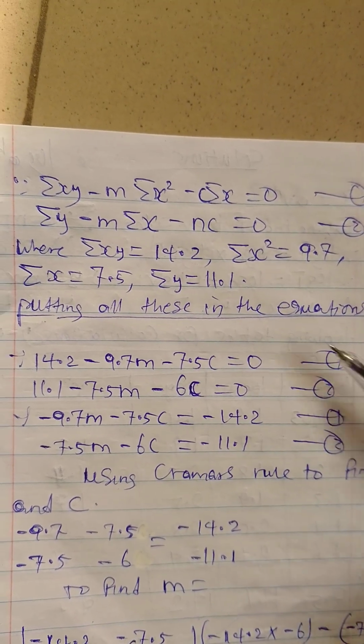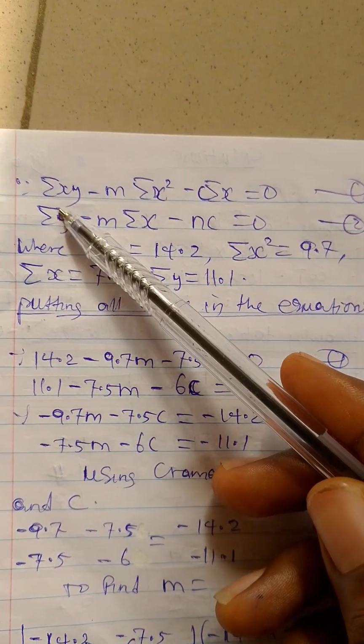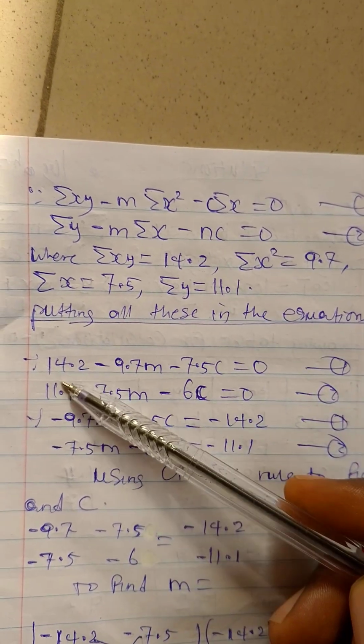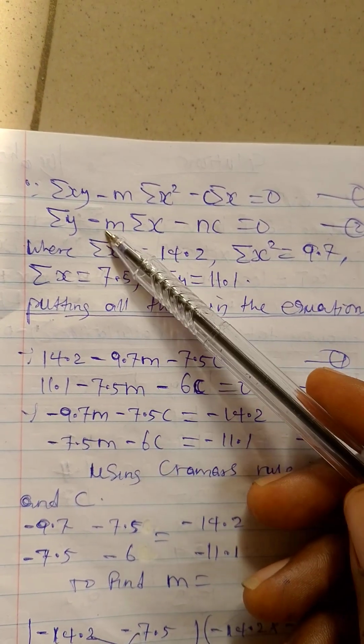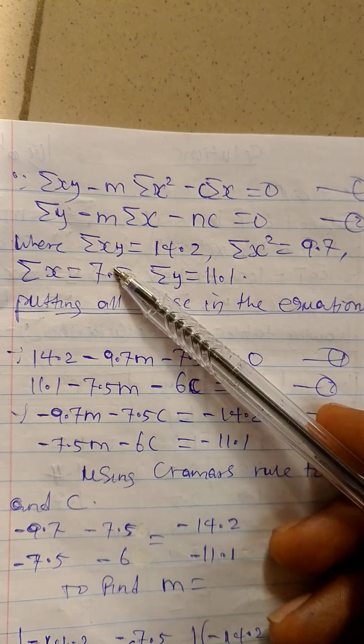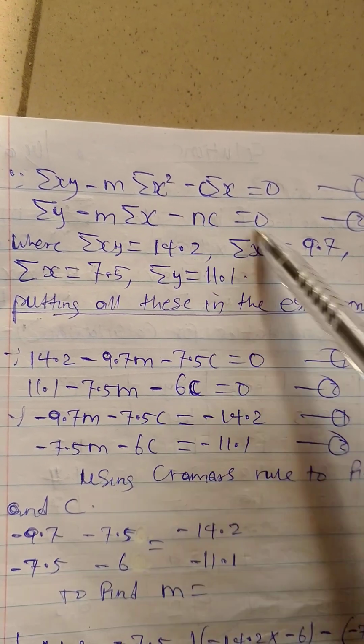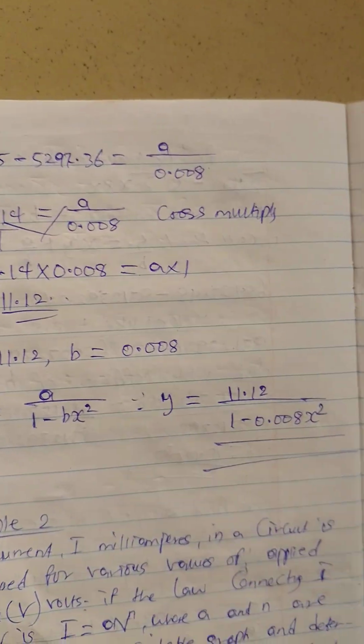And also I have sigma y. The total of y is 11.1 minus m sigma x. The total of x is that, which becomes 7.5m minus nc. This n means the number of the terms given. Now, the number of terms given here is what?